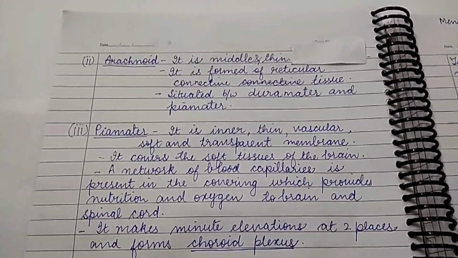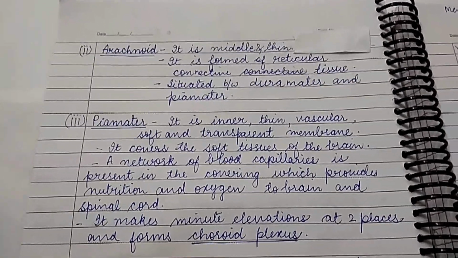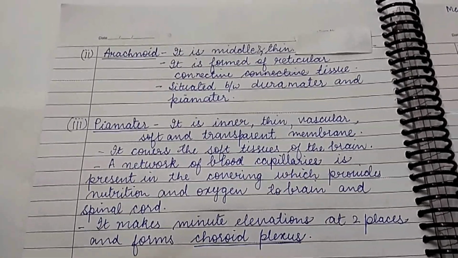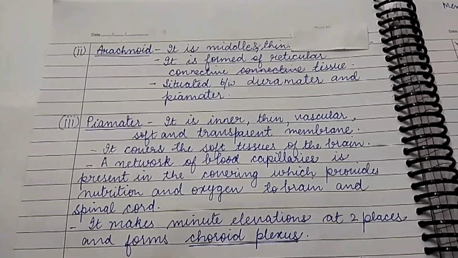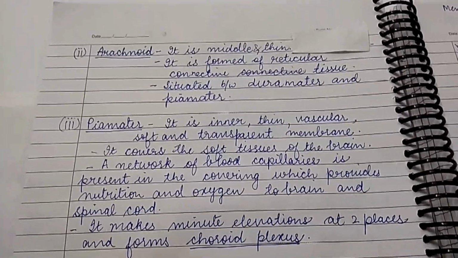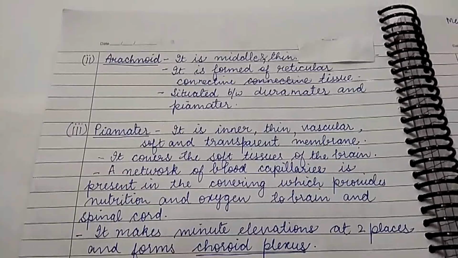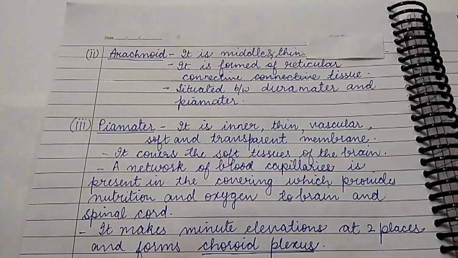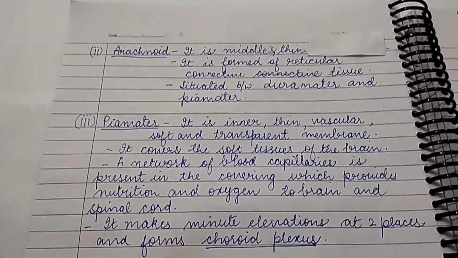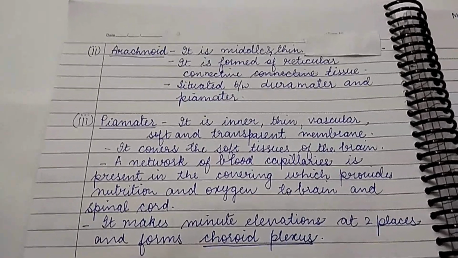Second membrane is arachnoid. It is the middle layer, thin layer and very fine and delicate. As the name suggests, arachnid means spider. Arachnoid means it gives a spider web-like appearance. So it is known as arachnoid. It is formed of reticular connective tissue. Reticular means net-like, and it gives structural support, and it is situated between dura mater and pia mater.